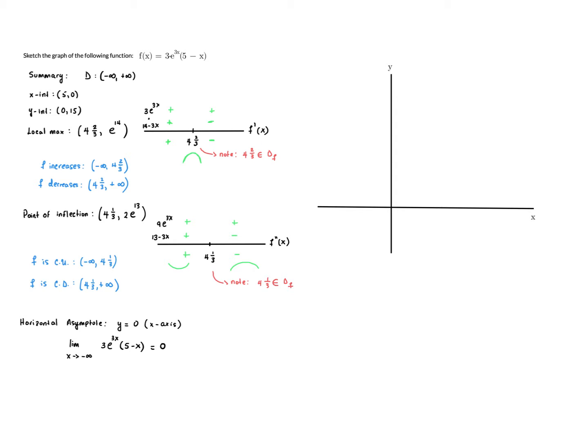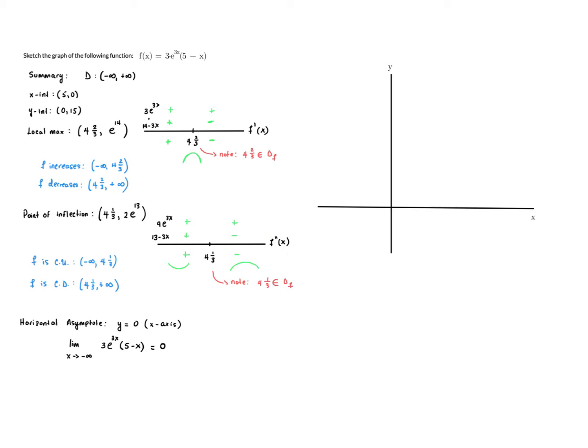Within the first derivative, we found a critical value, and this was actually an official critical value because 4 2/3 is in the domain of the function. We found out that on the left of the critical value, the graph increases, so it increases in this interval, and here on the right of the critical value, the graph decreases, and we stated that right there.